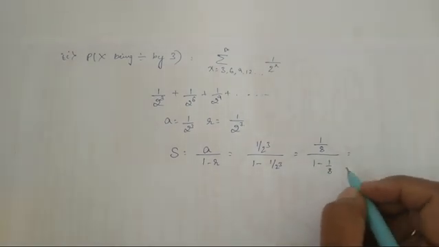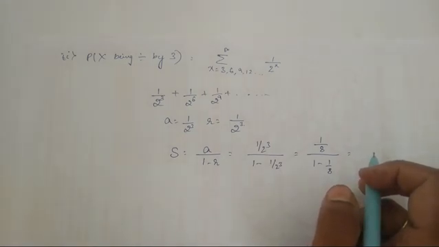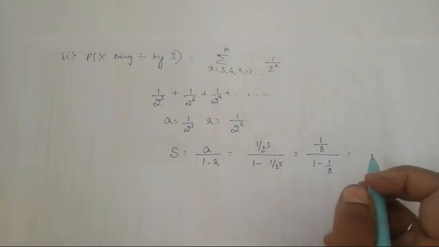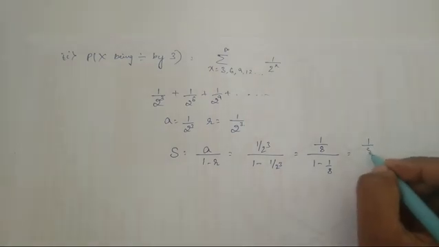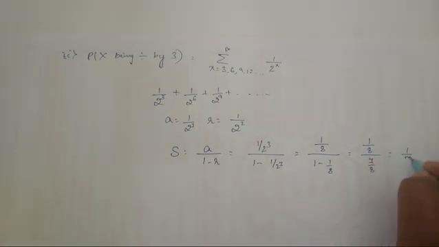You can substitute it in the calculator and you will find the value. Otherwise, do the simple calculation. It will be equal to 1 by 8 divided by 7 by 8. The 8 gets cancelled, so it is 1 by 7.